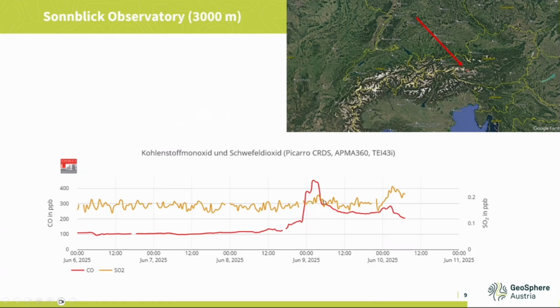And the reason is that this is the typical sign for wildfires from forests. If it would be smoke from volcanic ash, from volcanic eruptions, or from fossil fuel, then we would have an increase in SO2. But since this is biomass burning, there's no increase of SO2, only the CO is strongly increased.